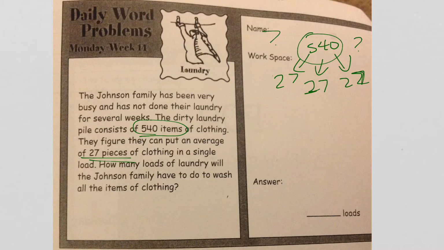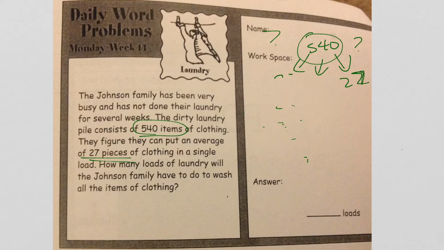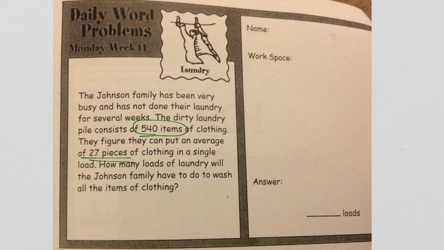Well, I could take 540 and I could repeatedly subtract those groups of 27 until I've finished all 540 pieces of clothing. But as you can imagine, taking 540 and repeatedly subtracting 27 is going to take me a long time. There's got to be a quicker, more efficient way to break those items of clothing into those groups. And there is.